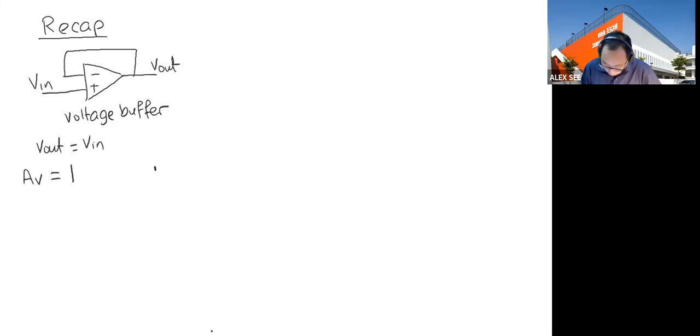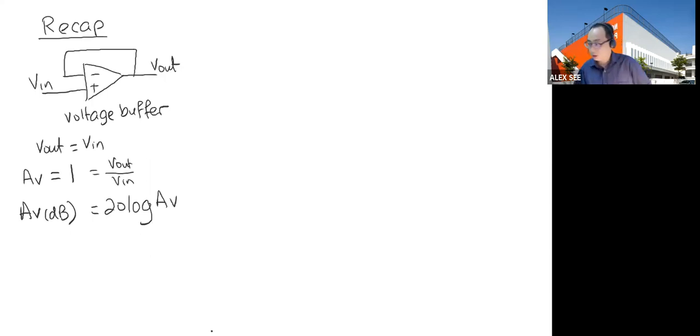So the gain is 1. If you are talking about the voltage gain in dB, the voltage gain in dB is 20 log AV. Okay, good. So 20 log AV, this one. And of course, your AV is V out over V in. I think this should be quite clear to everybody.